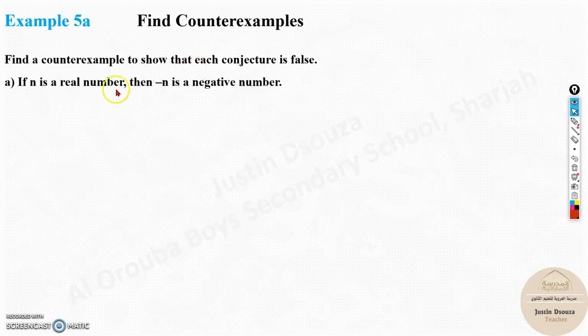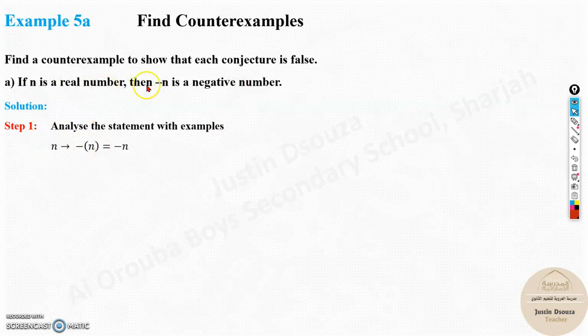So now we will solve some problems on counterexamples. Here we have: find a counterexample to show that each conjecture is false. So if n is a real number, then minus n is a negative number. Real numbers are any numbers which are real, basically not imaginary numbers. Imaginary numbers means the numbers with i, which you will be learning in more detail in future classes. But now, a real number would be any number that is, say, 2, 4, minus 3, or anything that can be counted.